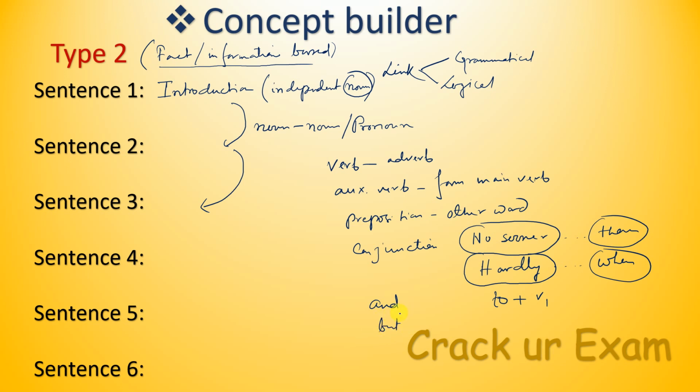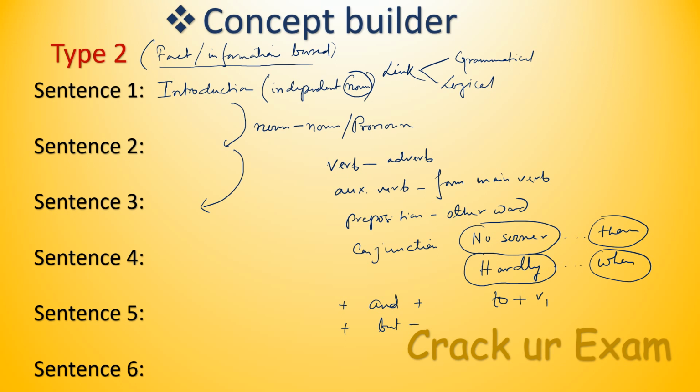Suppose and joins two sentences, so it joins similar types of sentences. A sentence may be positive or negative. If the sentence before and is positive, then the sentence after and is also positive. But joins sentences of opposite nature. If the first is positive, then the sentence after but will be negative. So these are some grammatical and logical links. It means that is your common sense, and you need to have a concept of grammar.